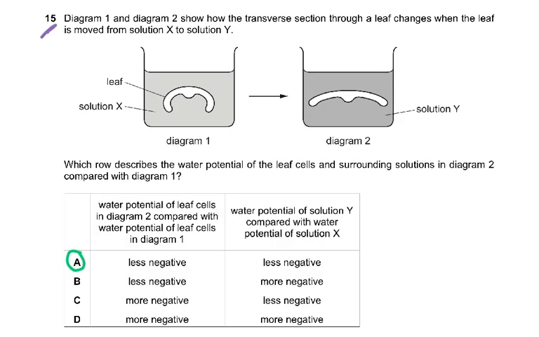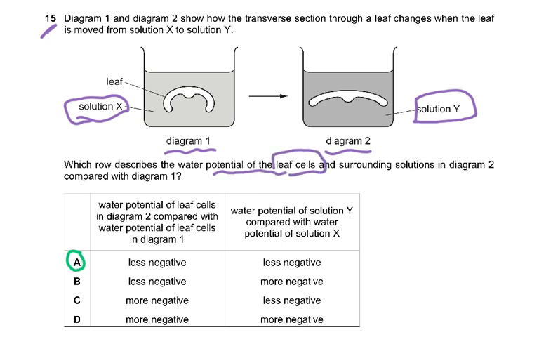Question 15. Diagram 1 and diagram 2 show how the transverse section through a leaf changes when the leaf is moved from solution X to solution Y. Which row describes the water potential of the leaf cells and surrounding solutions in diagram 2 compared with diagram 1? Now you have to understand it. What has happened to it? The leaf was sort of curled. Now the leaf is straight. So what could have happened?